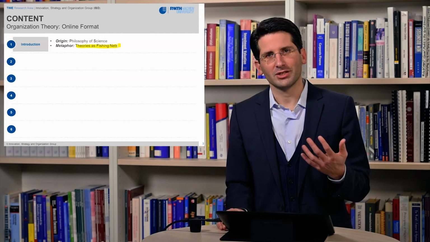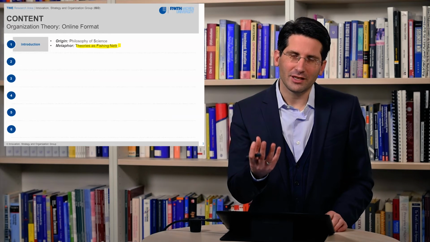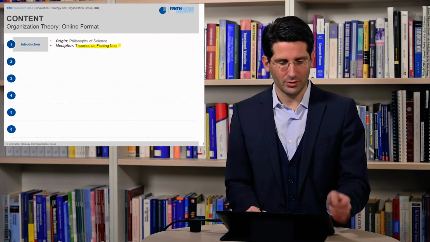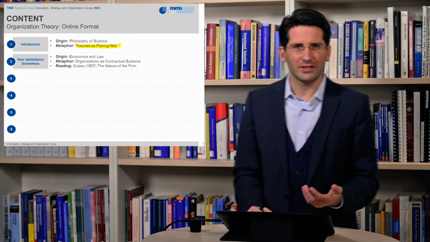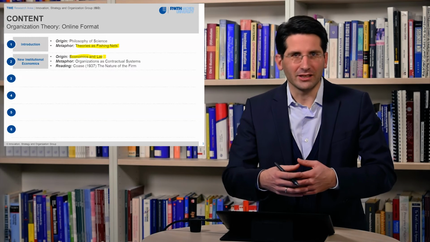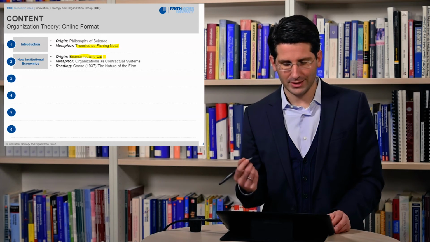We then have 5 sessions on 5 distinct theories. And importantly, many of these theories have different disciplinary backgrounds, and I'll try to illustrate that to you now. So in our second session, we look at a stream of theories that many of you will know from your previous studies. We will look at the set of theories known as New Institutional Economics. This encompasses, as many of you will know, for instance, transaction cost economics and agency theory. And it's a set of theories that originates in the field of economics and also law, and the fact that it's embedded and grounded in law is reflected not least in the metaphor of organizations as contractual systems.